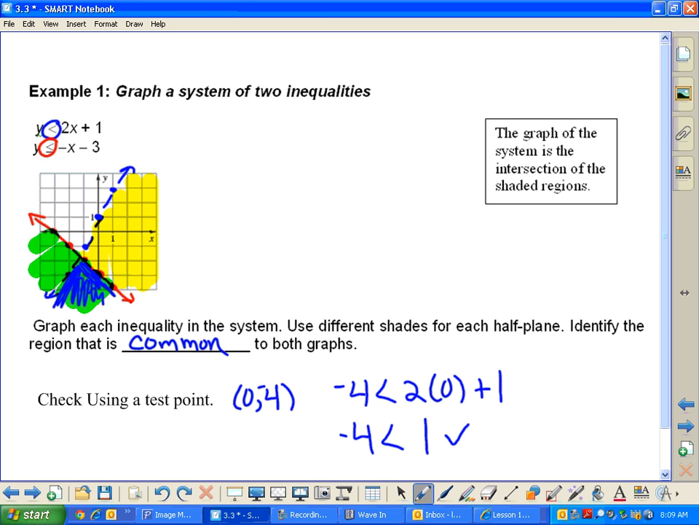And then I'm going to check (0, -4) in the other inequality. So I'll take -4, make that less than or equal to 0 minus 3. And then I have -4, and I'm checking to see if it's less than or equal to -3. And it's definitely on the less than end of the spectrum. So my test point works, which means I shaded in the correct region. So there is a way to check these, is what I'm trying to tell you. Questions about that?